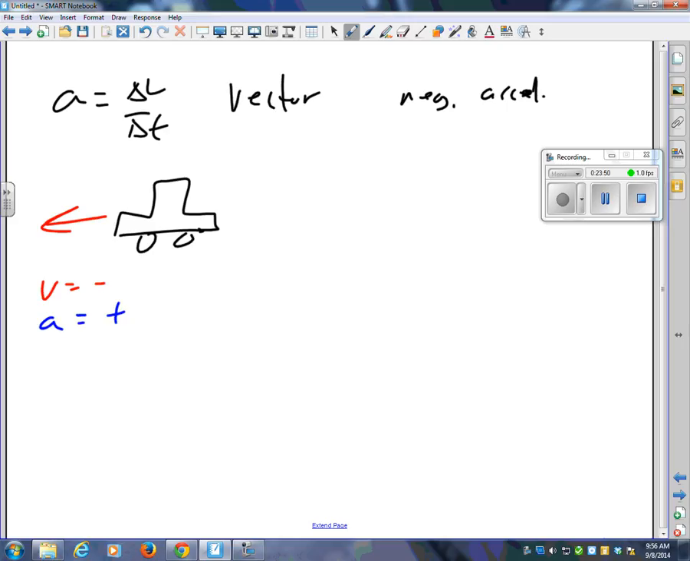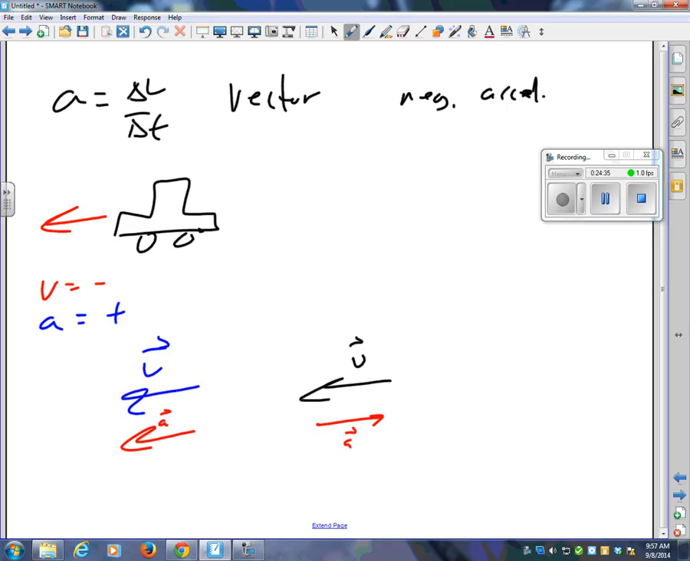Give an example of a moving object that has a velocity vector and acceleration vector in the same direction. Velocity and acceleration in the same direction would be a car moving in a straight line and accelerating. What about opposite directions? A car moving in a straight line and slowing down.